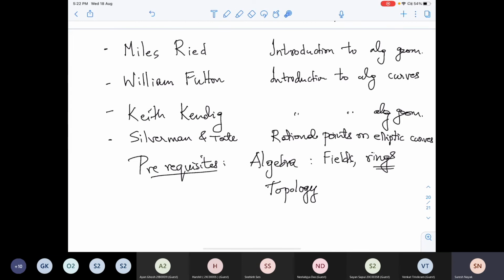So depending on the different books, they will have different prerequisites, but I would say broadly speaking, these are the prerequisites: algebra and topology. Topology of first course. Yeah, I guess you need it, because a little bit of understanding of topology helps. Compactness, connectedness, those kind of things. Open sets, closed sets, all those things.